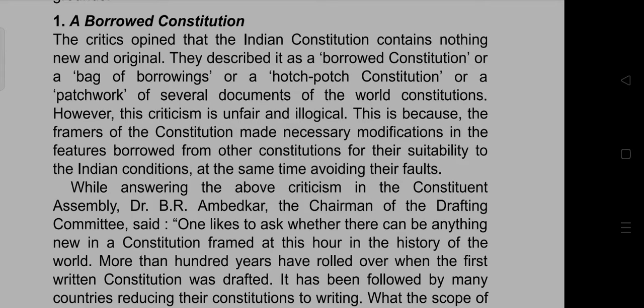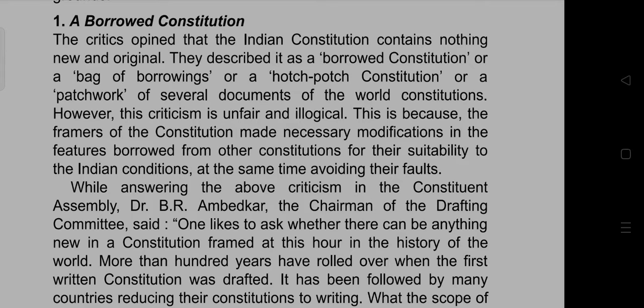This is because the framers of the Constitution made necessary modifications in the features that are borrowed from other constitutions for their suitability to Indian conditions, at the same time avoiding their faults. While answering the above criticism in the Constituent Assembly, Dr. B.R. Ambedkar, the chairman of the drafting committee, said, "One likes to ask whether there can be anything new in a constitution framed at this hour in the history of the world.